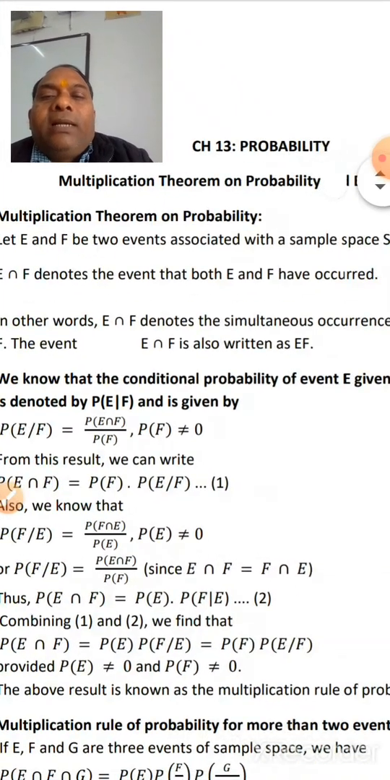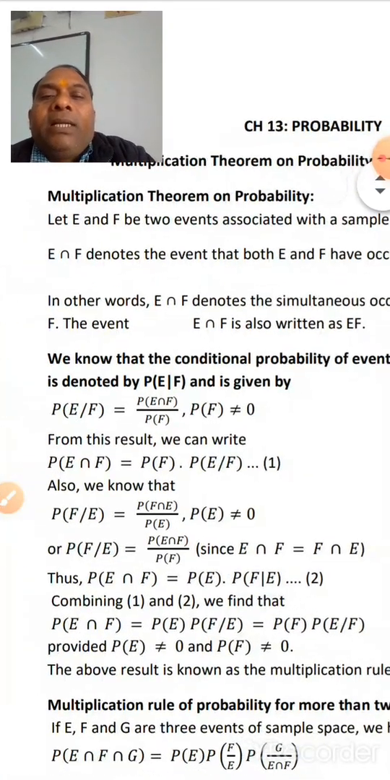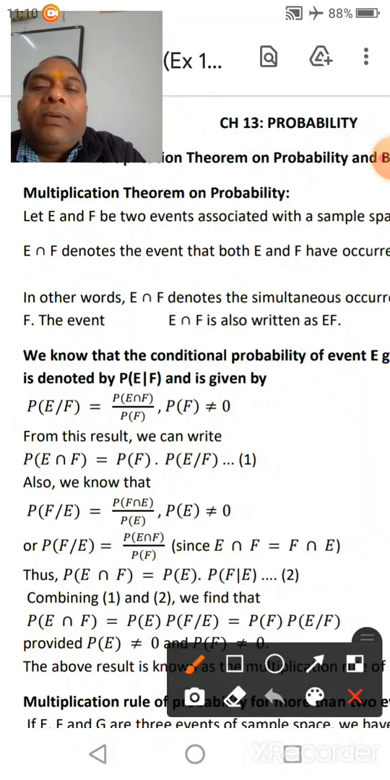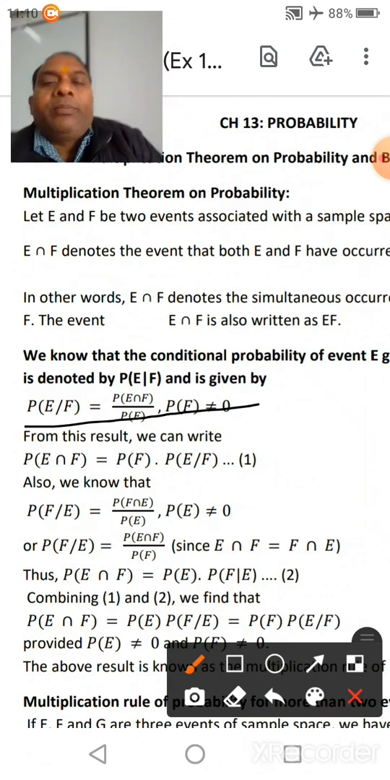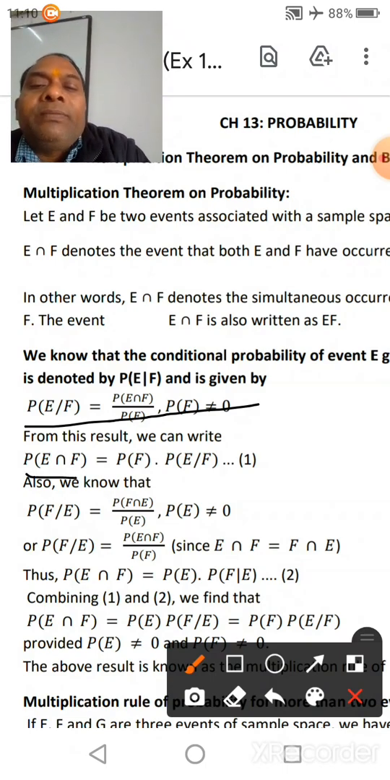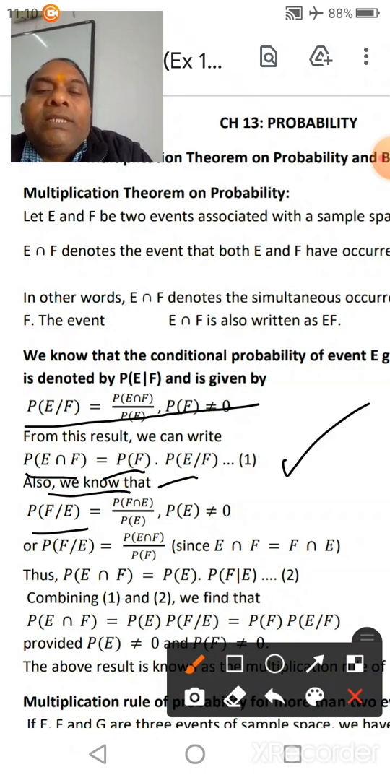We know that the conditional probability of event E given that F has occurred is denoted by P(E|F) and given by P(E|F) = P(E intersection F) / P(F), P(F) is not equal to 0. From this result, we can write P(E intersection F) = P(F) × P(E|F). Equation 1. Also, we know that P(F|E) = P(F intersection E) / P(E), P(E) is not equal to 0.